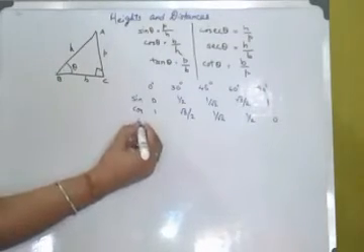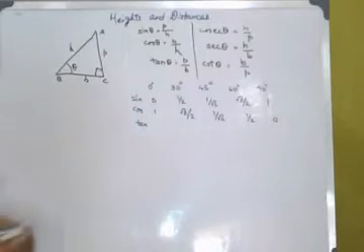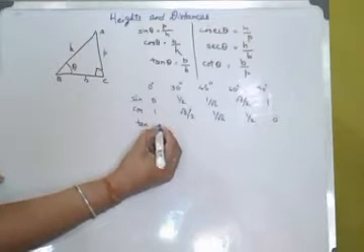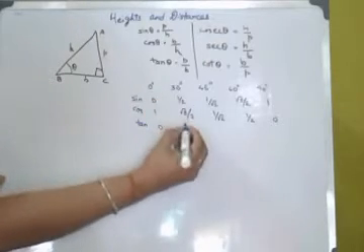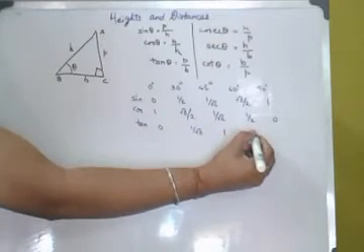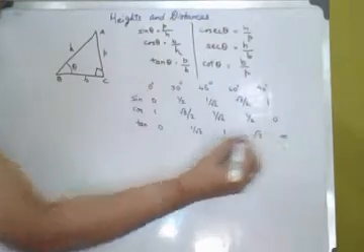Now tan is sin theta by cos theta. So sin 0 is 0, cos 0 is 1. So tan 0 value is 0, tan 30 is 1 by root 3, tan 45 is 1, tan 60 is root 3, and tan 90 is undefined.